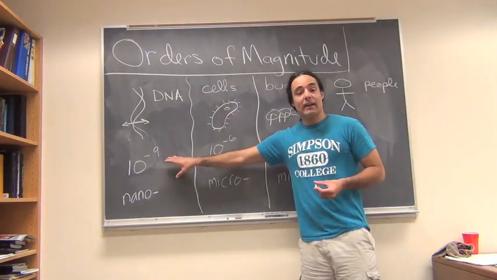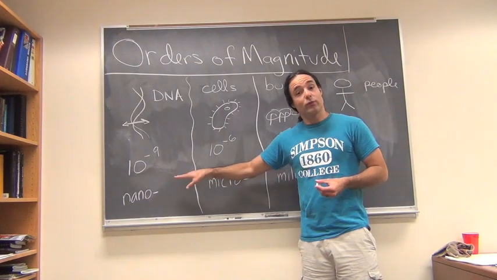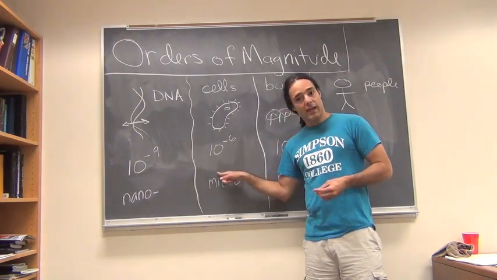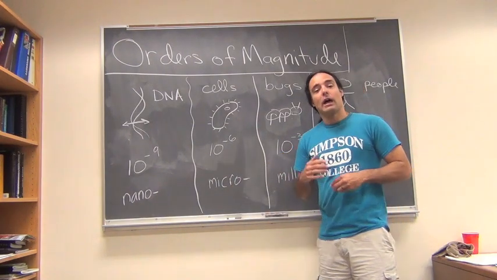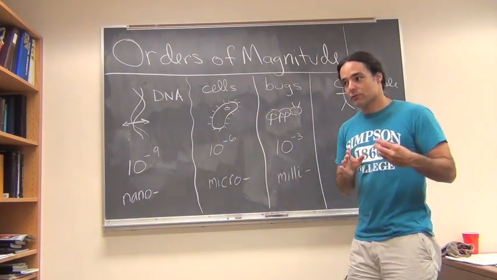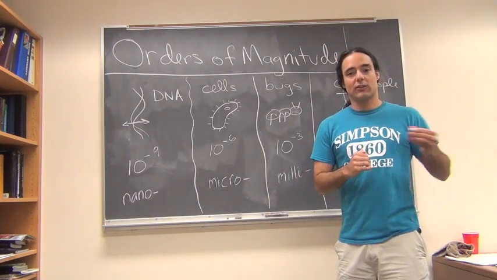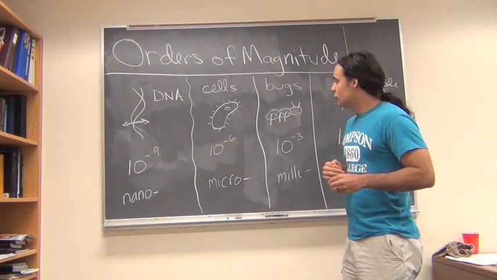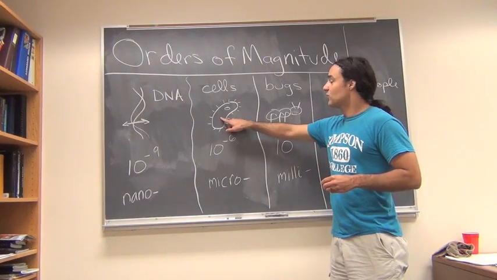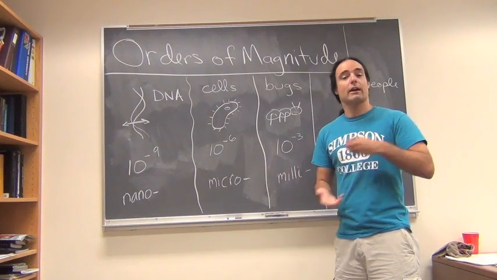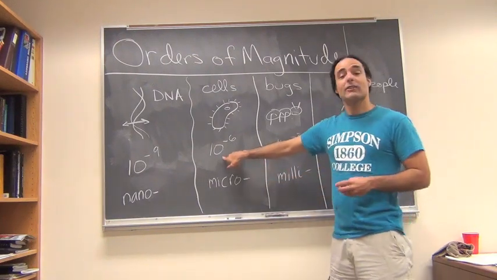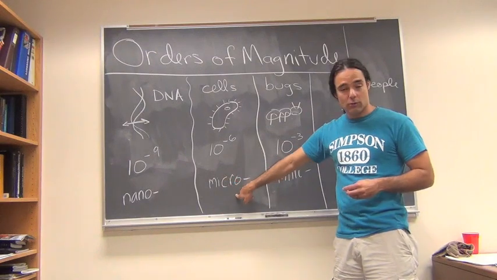If we go up by a factor of 1,000, so 10 to the 3, going from 10 to the minus 9 to 10 to the minus 6, now we are on the microscopic size scale. This is the size scale that's just on the edge of what we can see with a microscope. So if I look at things like biological cells, paramecium, bacteria, those kinds of things, they're about 10 to the minus 6 meters, or micrometers.